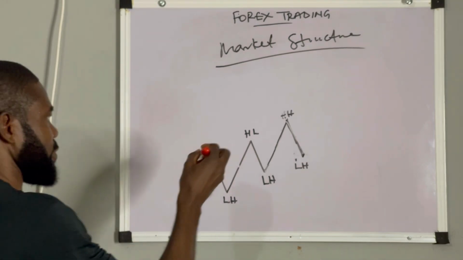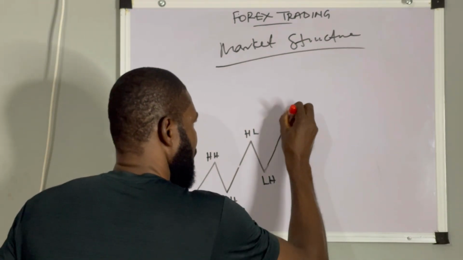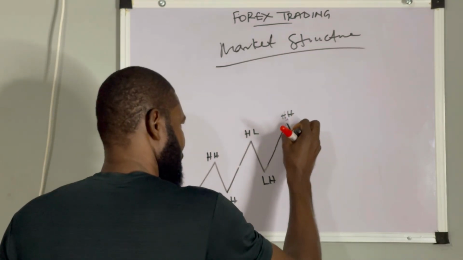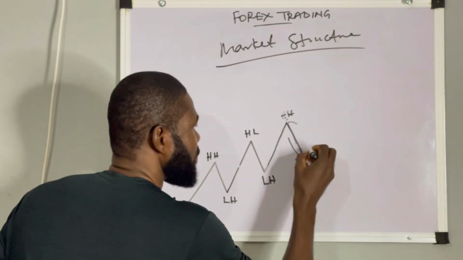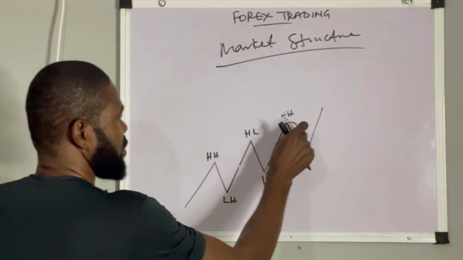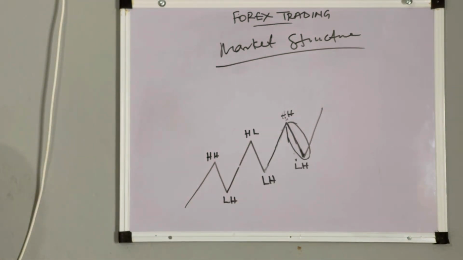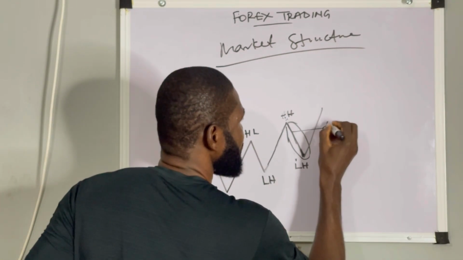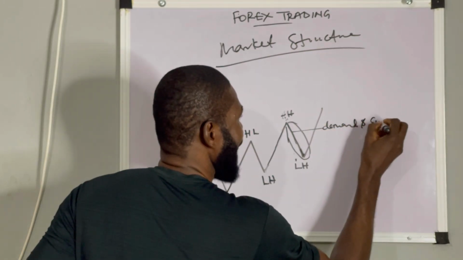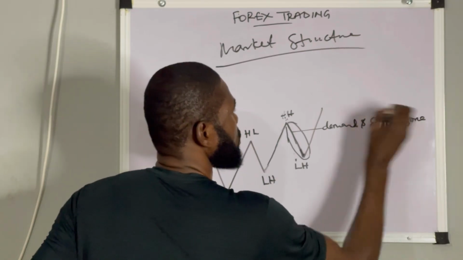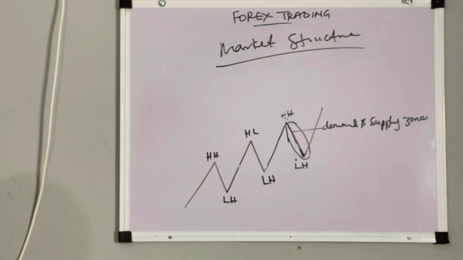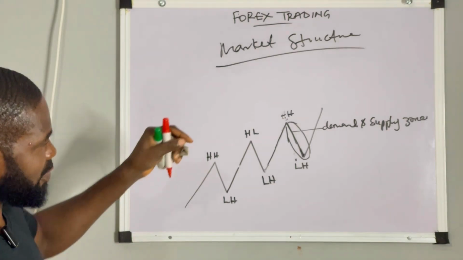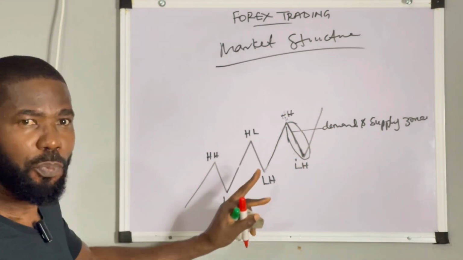So now, in this retracement movement, there are so many points inside. This retracement, it has so many points. In this retracement, there is a demand and supply zone. And a lot of traders are waiting for the market to retrace to this zone so they open a trade up.